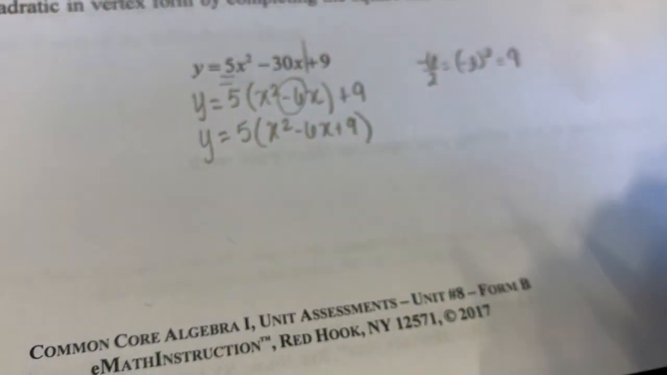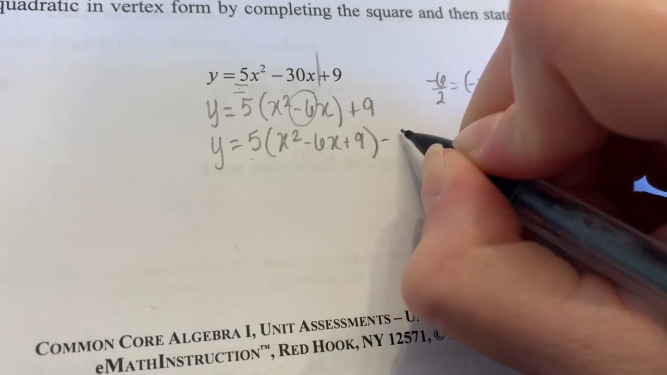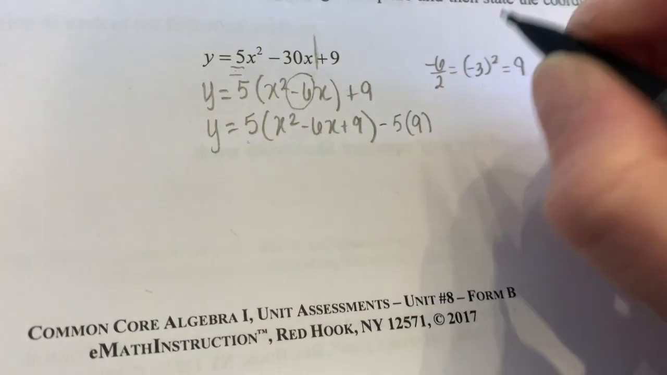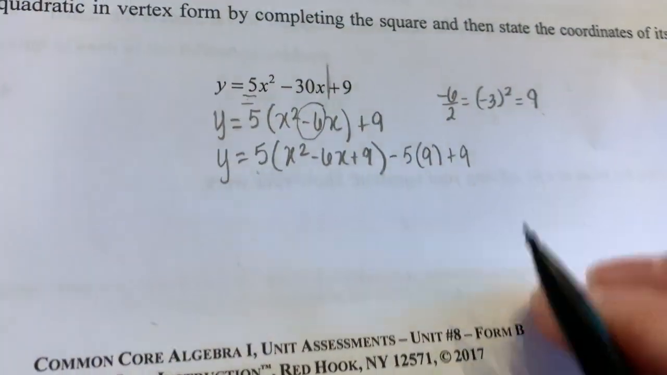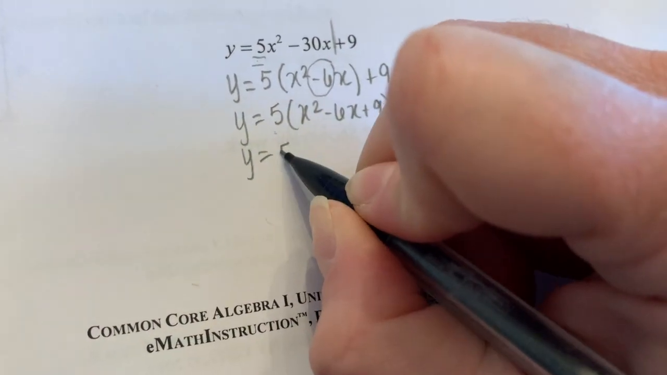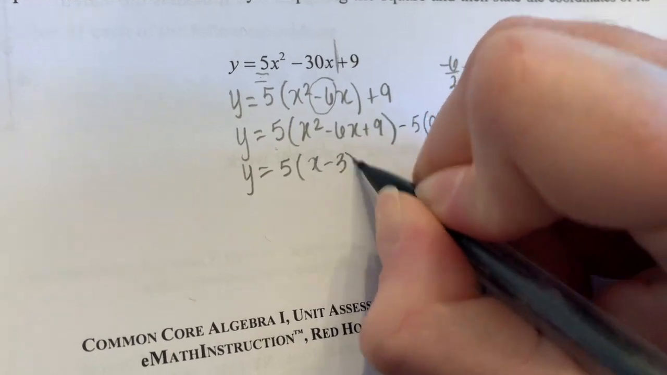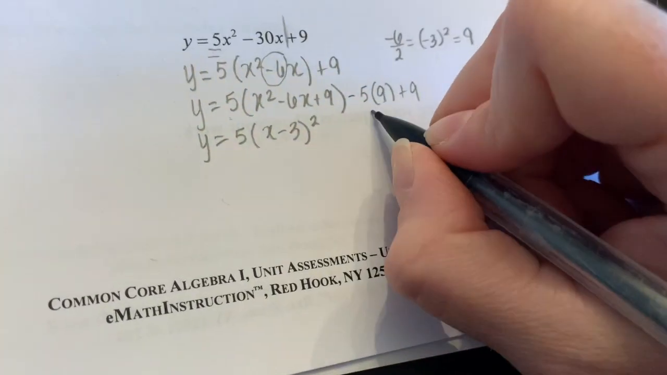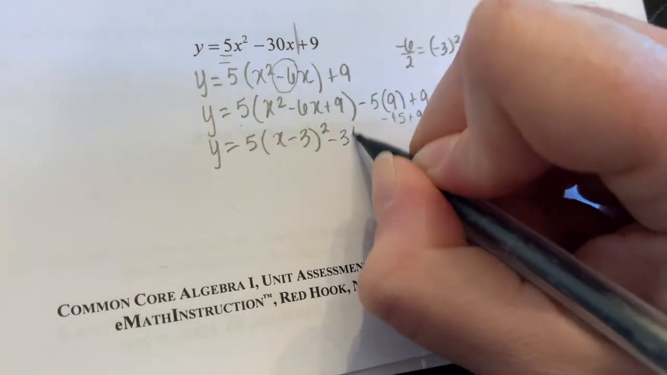However, when we subtract our 9 here, we have to account for this 5 that we multiplied by, so we're going to subtract 5 times 9, and then we add the other 9 at the end. And this 9 has nothing to do with that 9, that's from up here. Okay? And now I can complete the square, keeping my 5 outside. Remember, you're using this number, so it's x minus 3 squared. And then this is -45 plus 9, which gives you -36.